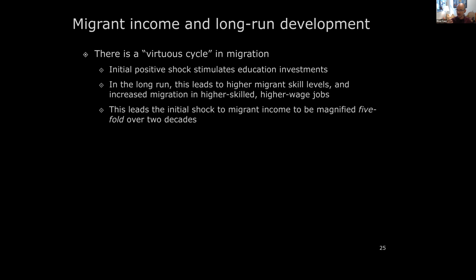You get this initial positive shock, it stimulates educational investments, it leads to higher skill levels, higher college education in the population, for example, and then higher skilled and higher wage migration in the future. And this actually has a multiplying, a magnifying effect on migrant income. So that's what we mean by the virtuous cycle. So that's entirely on the international side of the ledger.